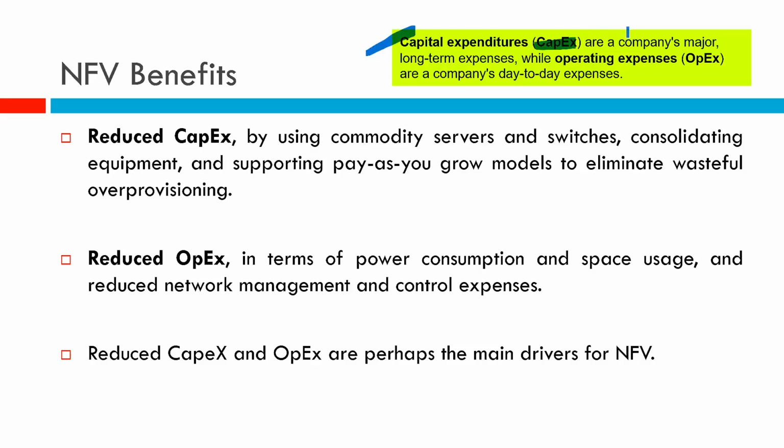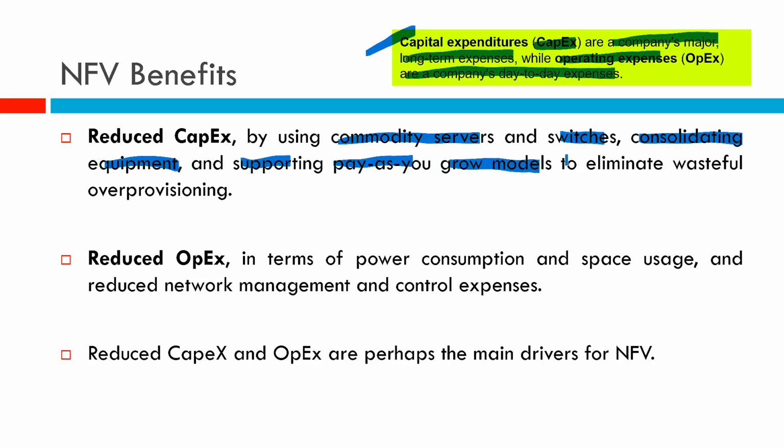The capex is a company's major long-term expenses, while operating expenses are a company's day-to-day expenses. That is really reduced very clearly. So how can this benefit capex? The commodity servers and switches, consolidating equipment and supporting pay-as-you-grow models to eliminate wasteful over-provisioning. So over-provisioning means what?